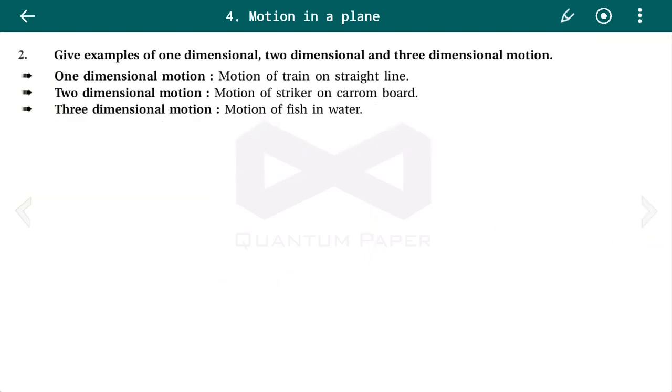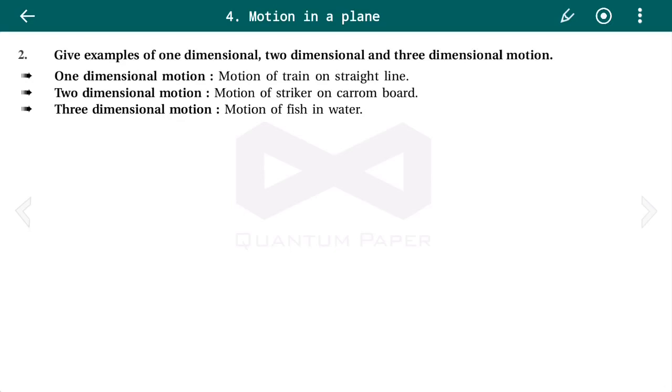Let us see the examples of one dimensional, two dimensional and three dimensional motion. When we say one dimensional motion, then we can consider motion of any object on a straight line, right? Let us consider the motion of a train or motion of a car on a straight line.